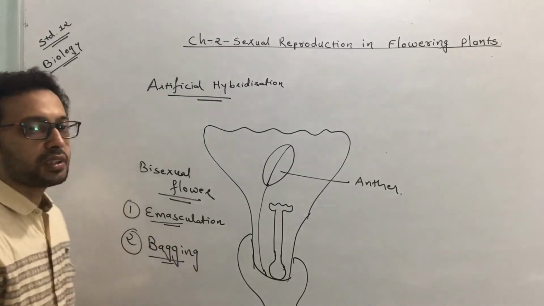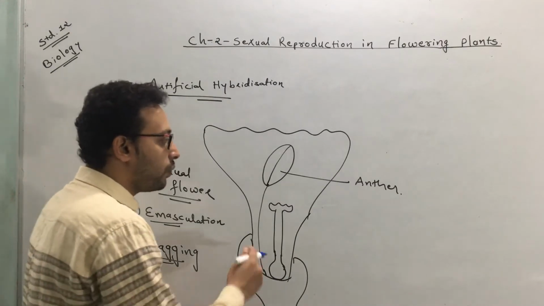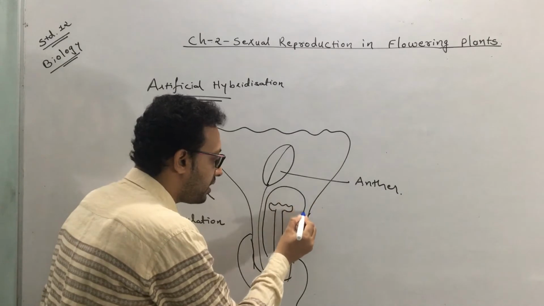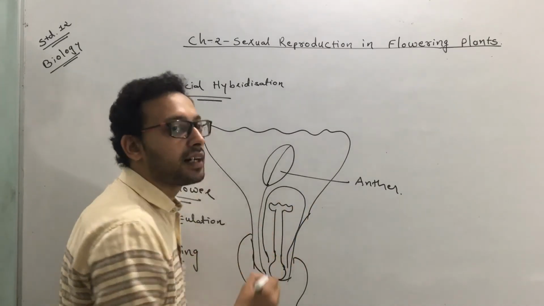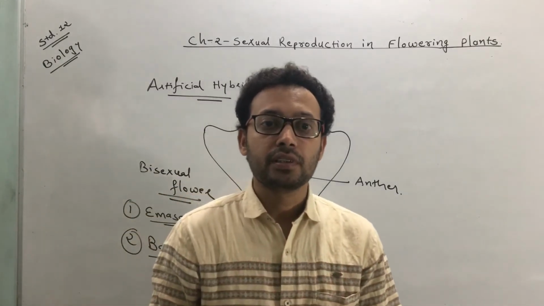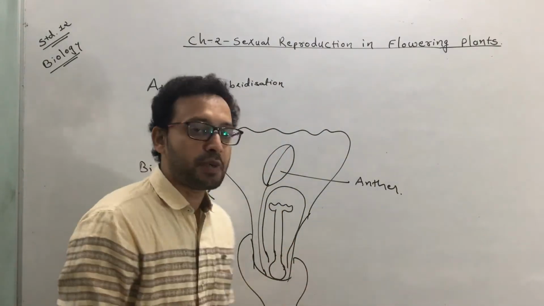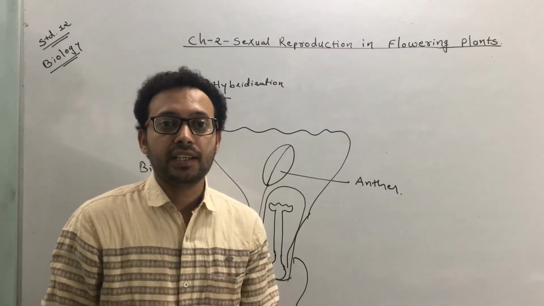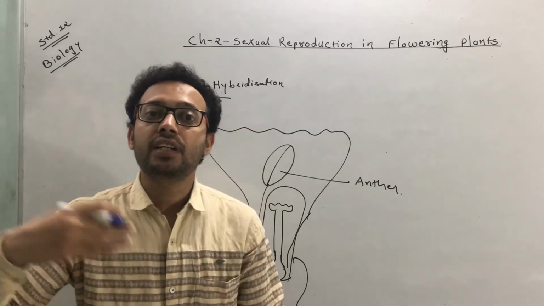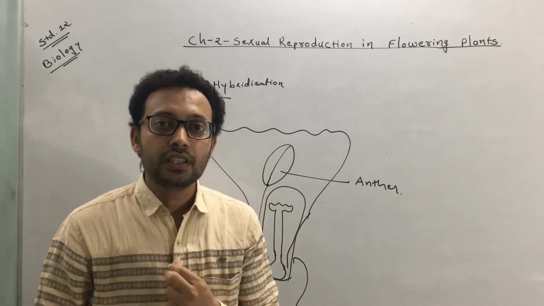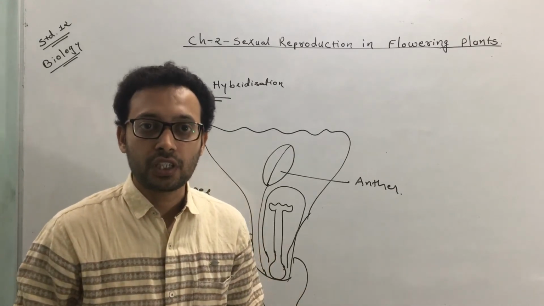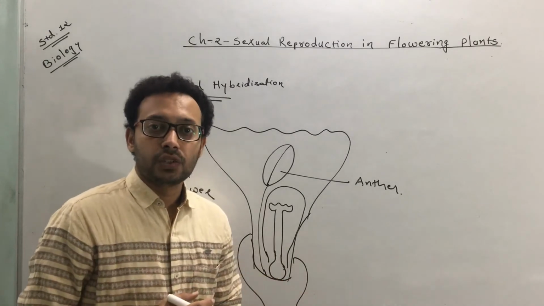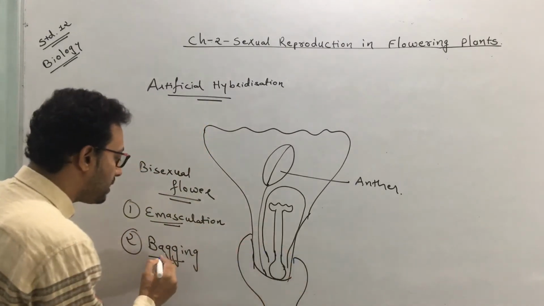Which technique is performed? Bagging. What is bagging? Once the anther is removed, the carpel of the flower is covered with a bag of butter paper. With the help of the bag of butter paper, the carpel or pistil is covered, so it is protected from the pollen grain of another flower or other species. This technique is called bagging.